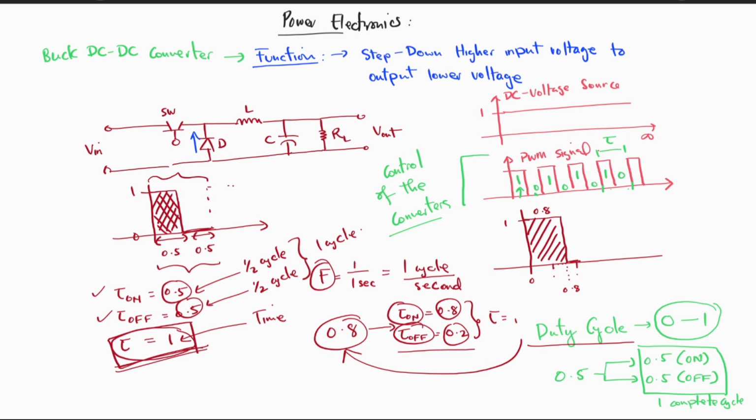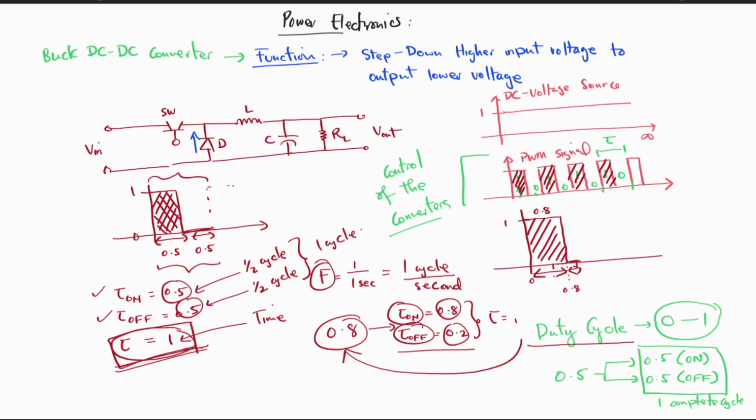And since it has a pulse, that means we have this representing the pulse train wave. And when we talk about the width, we are talking about the width of the T on. This is the width of the T on and this is the width of the T off. That is why it is called a pulse width modulation signal.